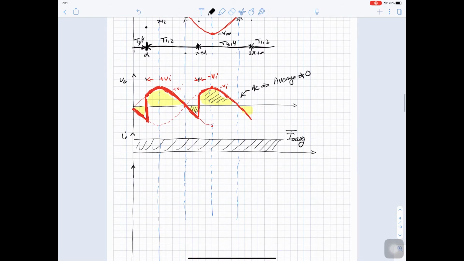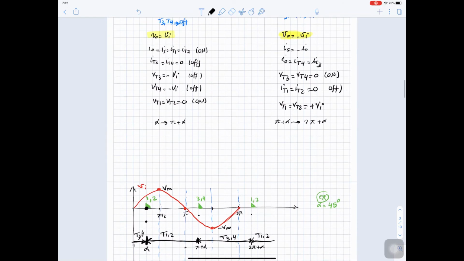To sketch I source, so here are the times. From here up to here, we have thyristor 1 and 2. From here up to here, we have thyristor 3 and 4. So when thyristor 1 and 2 are on, I source equals I out. When thyristor 3 and 4 are on, I source equals negative I out.